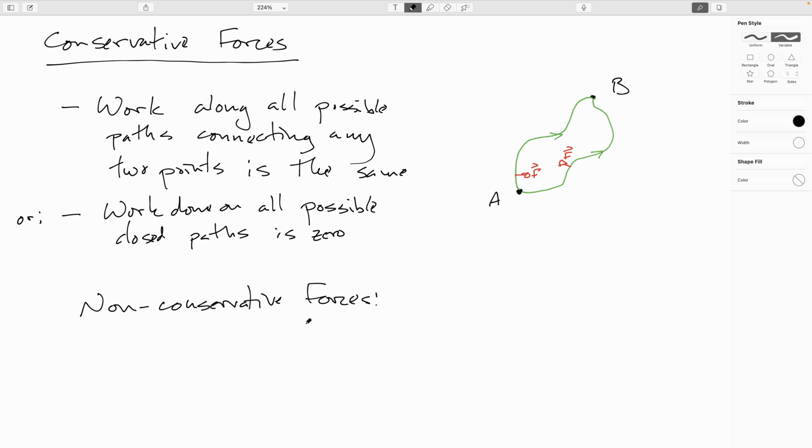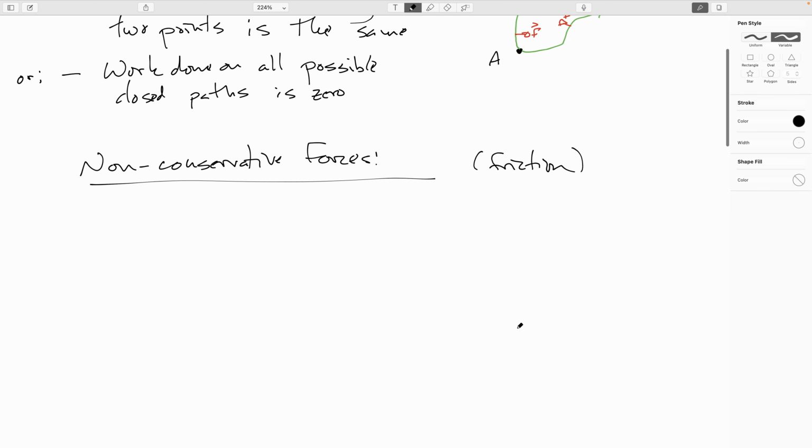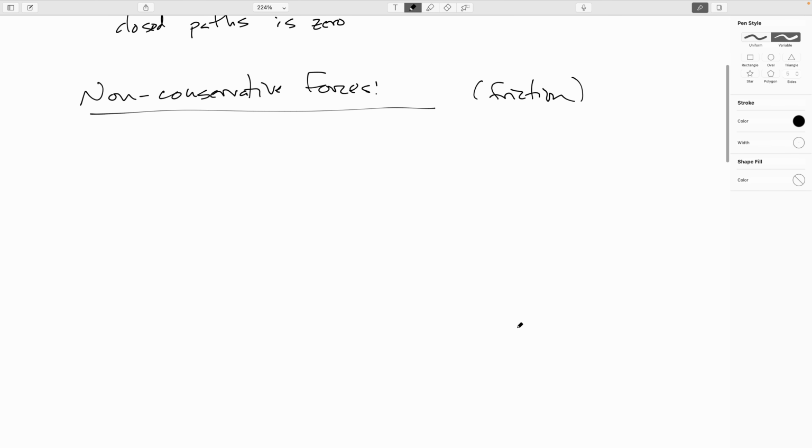Let's take a look at friction. So let's just imagine that you've got your physics book and you slide it along a table. So there's your physics book. It starts here. This will be our point A. It'll end here.